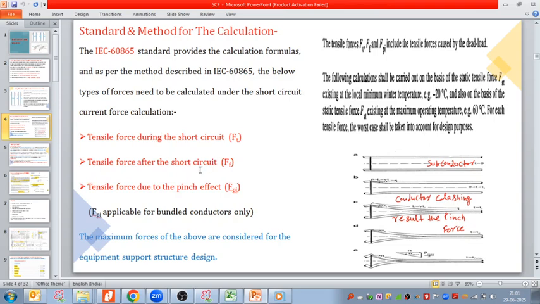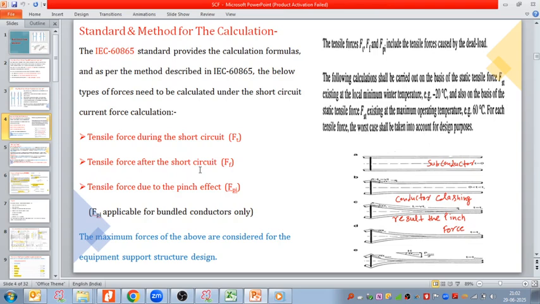And third is the tensile force due to the pinch effect. Pinch effect is just the terminology, pinch effect or pinch force, and it is applicable to bundle conductors. If you have a single conductor, then there is no need to perform this calculation step, only step 1 and step 2.